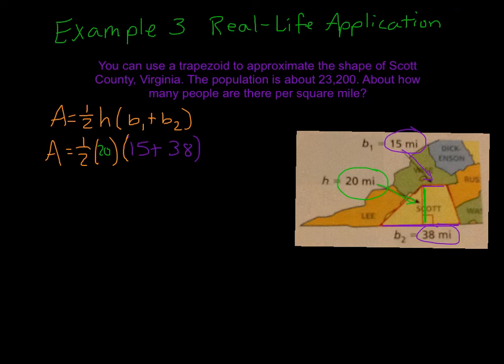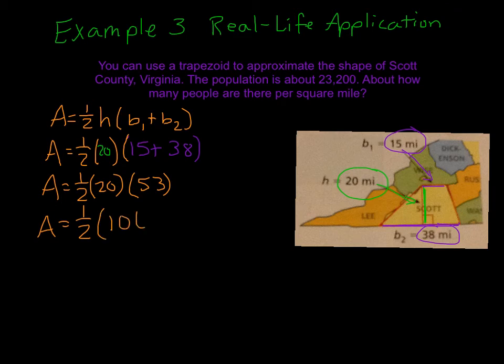All right, so everything's added in. The next thing I'm going to do is the arithmetic. Back to my orange. So 1/2 times my 20, which is my height, 20 miles. 15 plus 38 should give you 53. Now I can multiply those two. You could do this on the side of your paper. 20 times 53 should give you 1060, times 1/2.